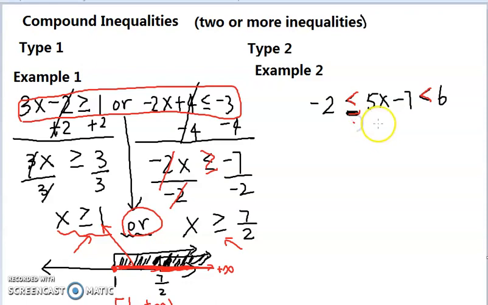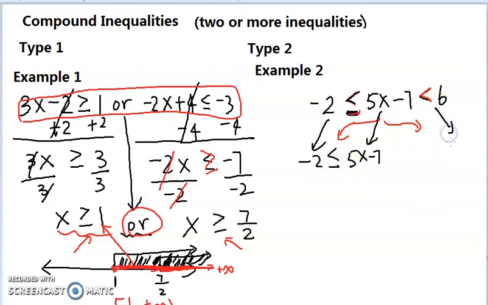We can separate them if we want. So this is what we can do to separate them into 2, as we have seen in example 1. So what we can do is bring down the first inequality sign, less than or equal to, and bring down the left-hand side, which is -2, and bring down the right-hand side, that's 5x minus 7, and we got our first inequality. And similarly, we can bring down our second inequality sign, which is a less than sign, and bring down the left-hand side, that is 5x minus 7, and bring down the right-hand side, that's 6.